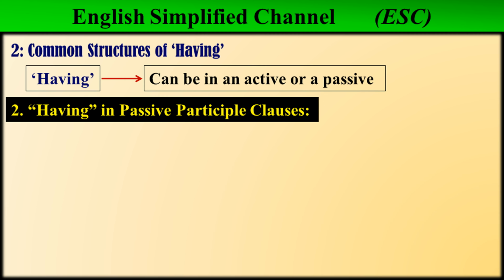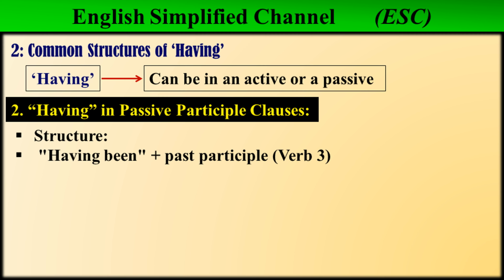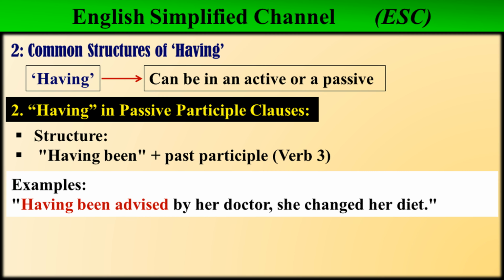2. Having in passive participle clauses. These clauses describe an action experienced by the subject of the main clause. Structure: having been plus past participle, passive voice. Example 1. Passive voice. Having been advised by her doctor, she changed her diet. Explanation: she was advised by her doctor, passive experience, and then she changed her diet.